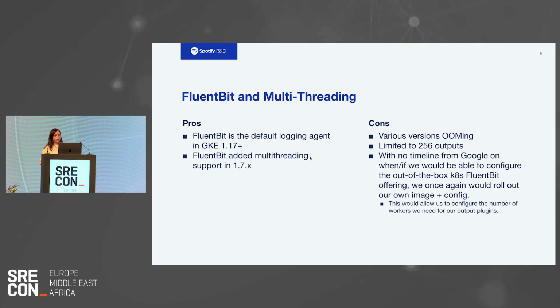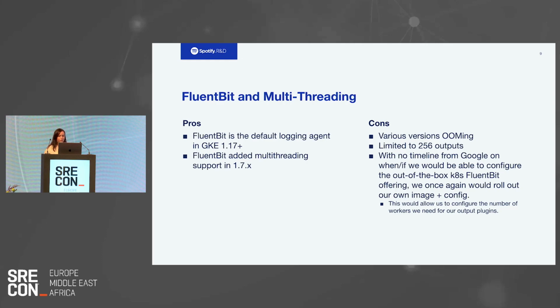So one of them was FluentBit and multi-threading. So FluentBit ended up being the default logging agent for GKE after a certain version. That was the version we were getting up to at that point. And FluentBit was going to add multi-threading support in 1.7x. Few problems there. As we were testing out the solution, there were a bunch of versions of FluentBit that would just kind of completely go out of memory right out of the gate.